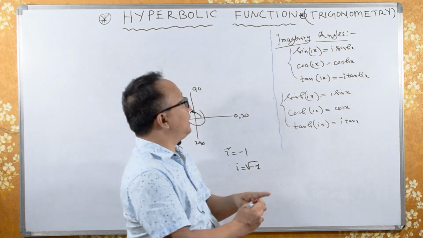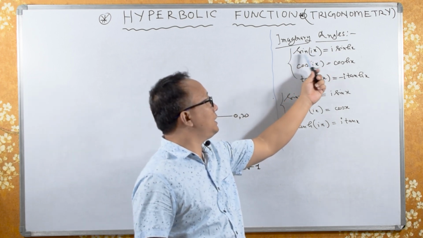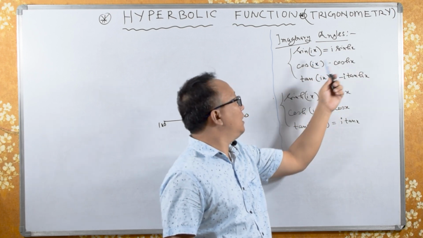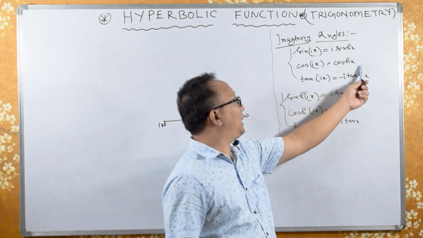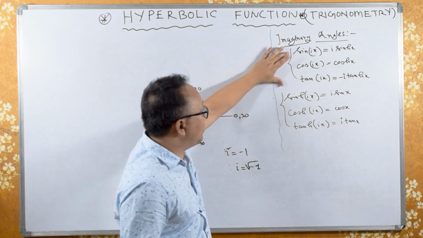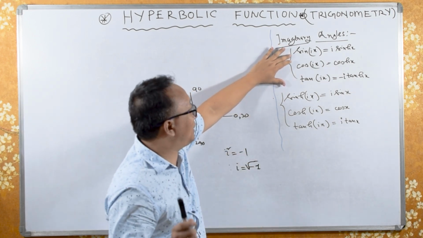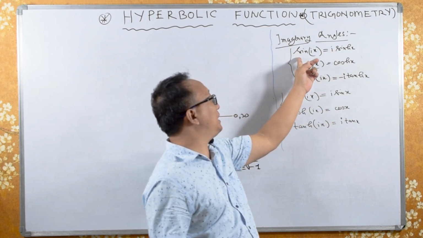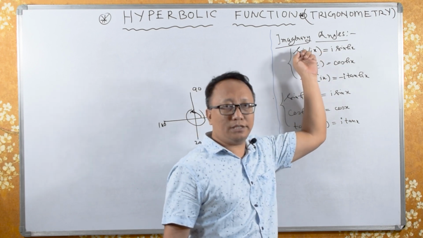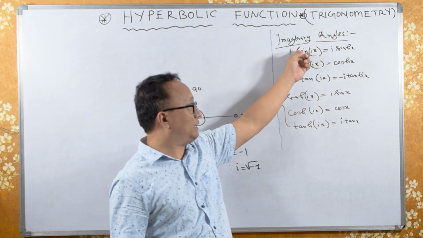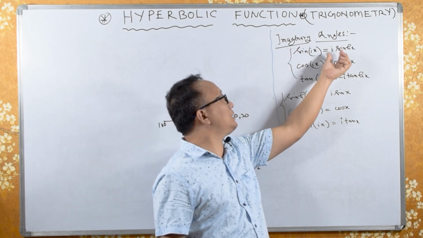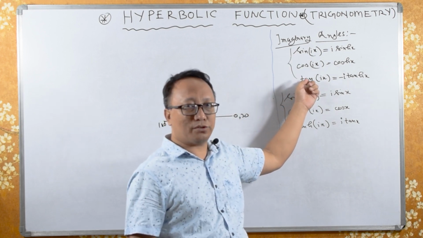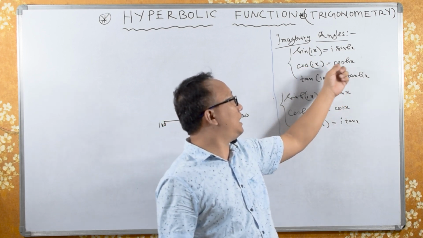Now similarly in trigonometry we have imaginary angles. Here sine of ix equals i into sine hyperbolic x. Then cos of ix equals cos hyperbolic x. Now what you have to remember is if it contains sine, then i will come out. Sine is an odd function and cos is an even function. For odd functions, i comes out. Even tan is an odd function, so i comes out. But in the cos function, i doesn't come out.